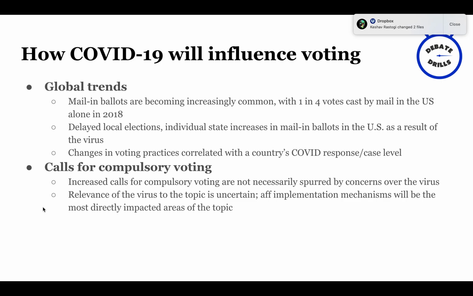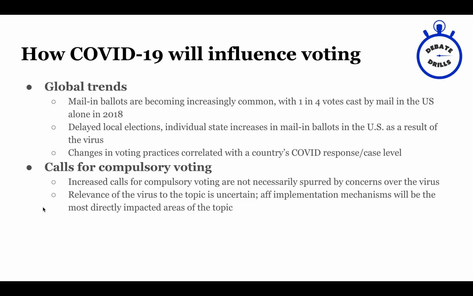But the virus has also resulted in delayed elections, individual states increasing mail-in ballots in the US, and changes in voting practices are definitely happening here. They're happening in other places, but these changes are often correlated with the country's response and case level. So for example, in a place like New Zealand or Taiwan, where I believe there have not been any new cases for a significant period of time, it's probably not going to change how people vote, because people are able to go into work, go back to school, etc.